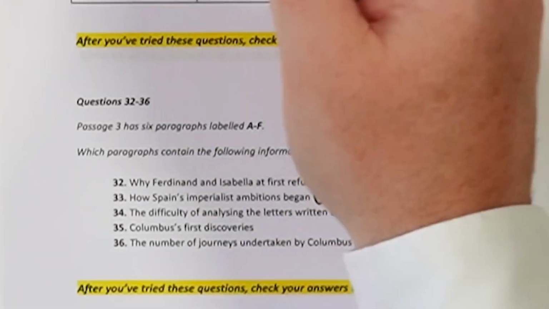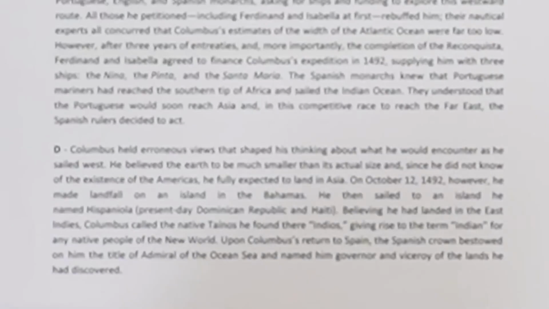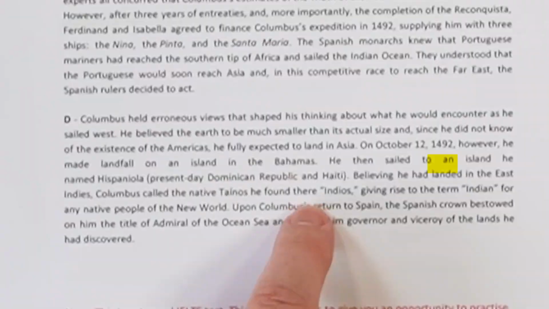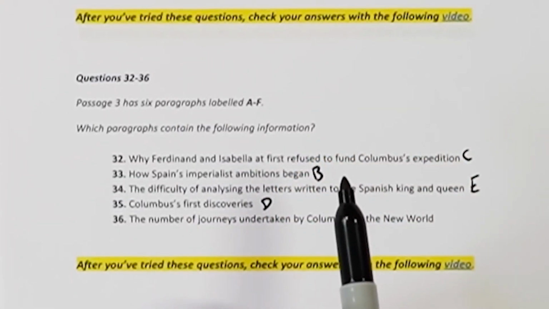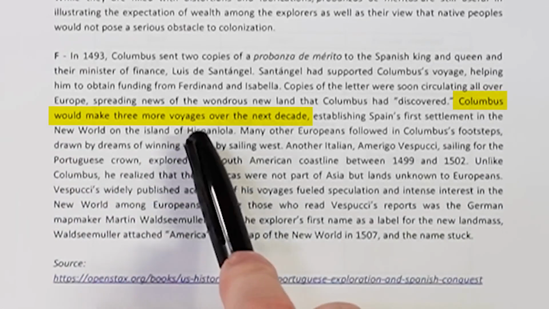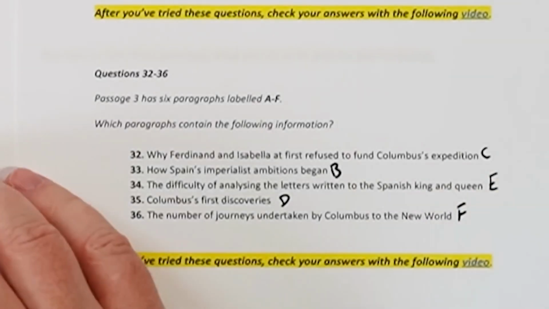Columbus's first discoveries, we can go back up here. So we're talking about the Bahamas, and that was 1492, the Bahamas, that is D. The number of journeys undertaken by Columbus to the New World. Okay, I don't know where that is, so I have to scan here. Columbus would make 3 more voyages over the next decade. So this is F. What we were doing there is looking at the remaining ones and searching for numbers, journeys, voyages, travels, synonyms of journeys, and we find it.